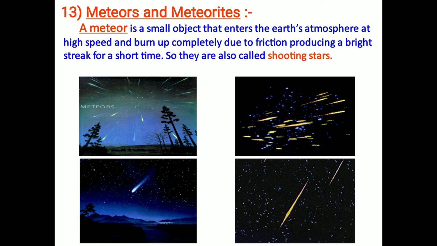Now, the meteorites. There are some meteors which are large and they do not burn up completely and fall on the earth. The body that reaches the earth is called a meteorite. Meteorites help the scientists in investigating the nature of the material from which the solar system was formed.